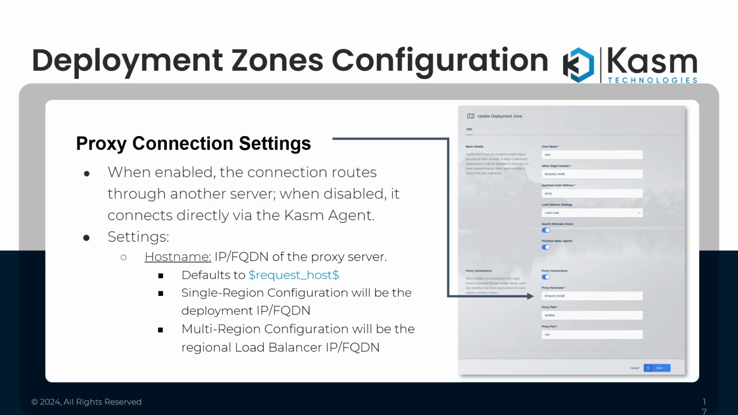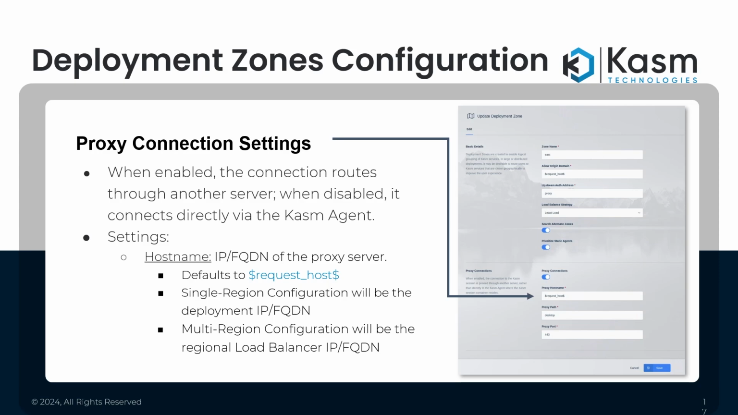The next setting is the proxy connection settings. When enabled, this allows for connections to be routed through a different server. When disabled, the agents communicate directly with the user that is requesting a session. You need to set the proxy hostname to the IP or fully qualified domain name of your proxy servers based on your infrastructure. The default value for this is whatever the request host parameter holds.